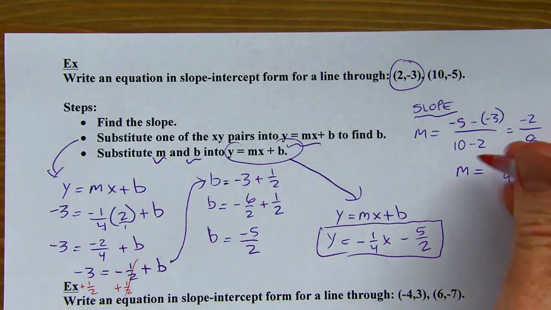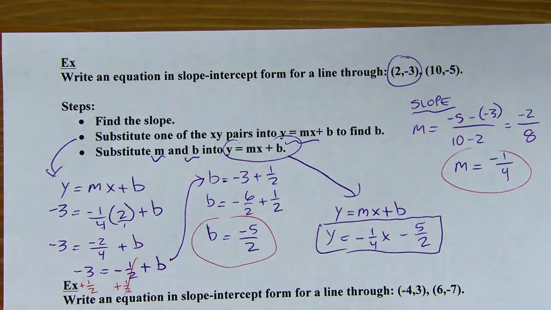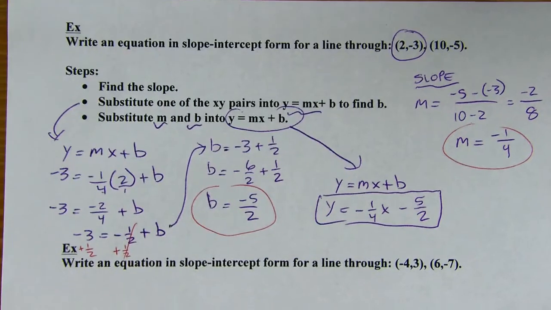So really you need to find two things in order to write your equation, and there they are. You need the slope and the y-intercept, okay? So you can go ahead and pause it and try the next one.